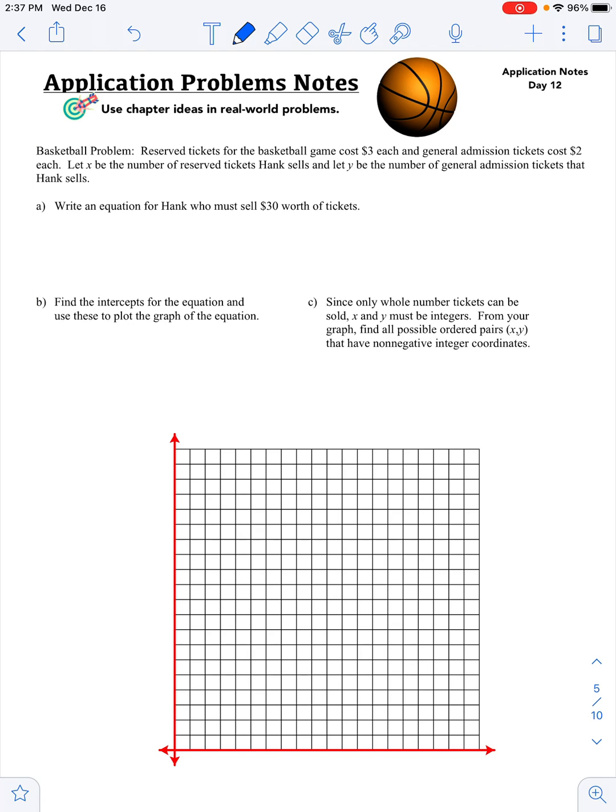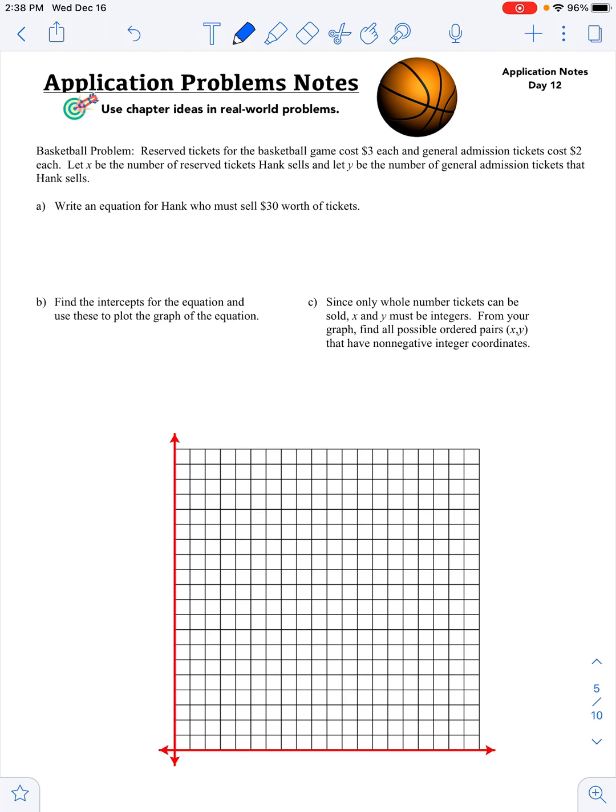We're going to be talking about day number 12 notes. These are application problems with linear functions. And today we're going to expand upon or build off what we talked about in day number 11 notes, where we're dealing with slope-intercept. So let's read the first scenario here, dealing with the basketball problem.